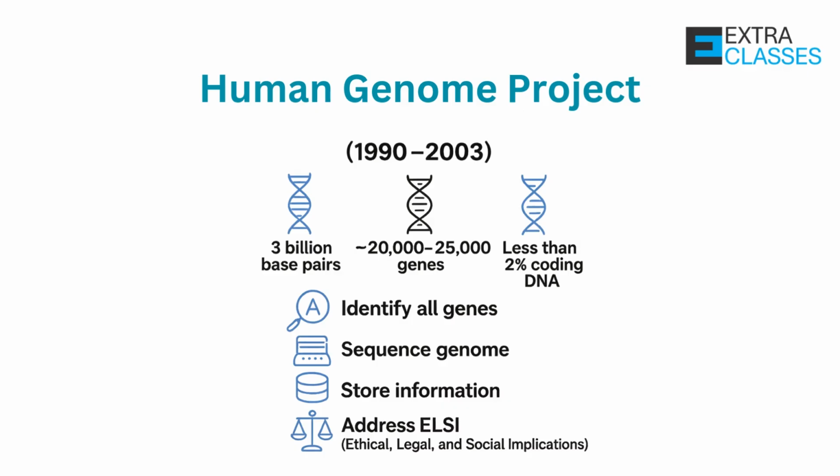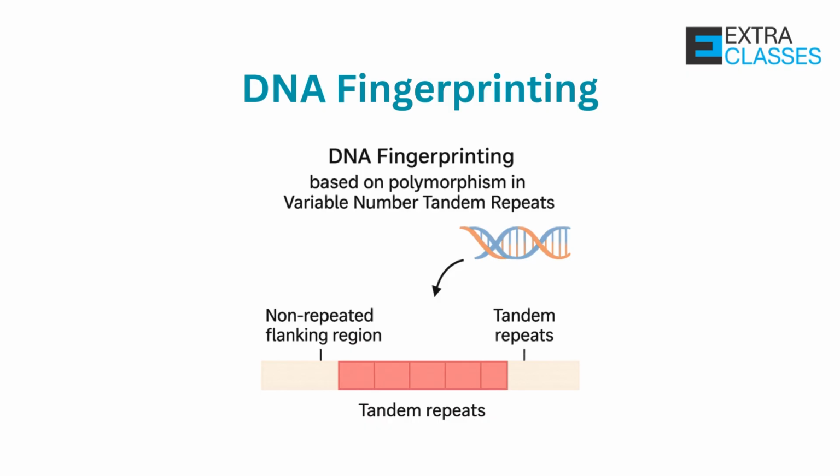Two small but frequently asked topics are Human Genome Project, completed in 2003, identified 3 × 10⁹ base pairs and approximately 20,000 to 25,000 genes. DNA fingerprinting, based on polymorphism in variable number tandem repeats. Lastly, expect simple factual questions here.